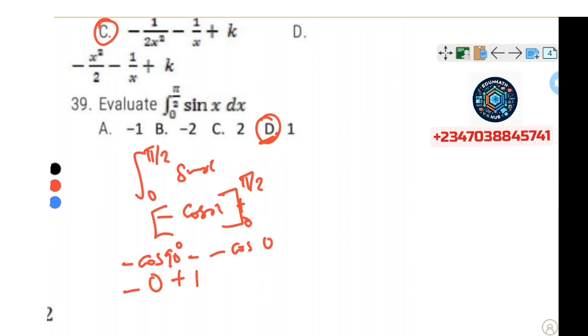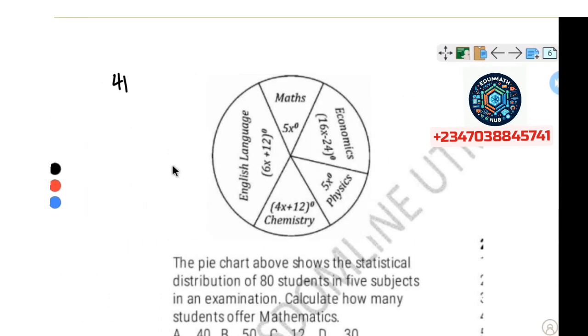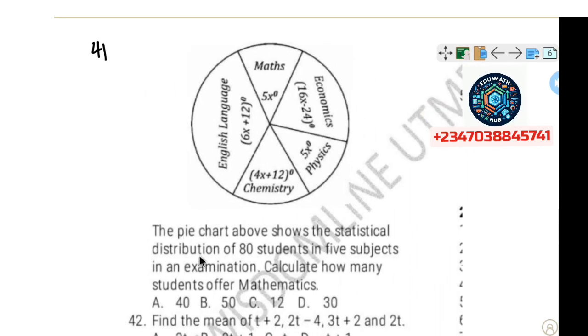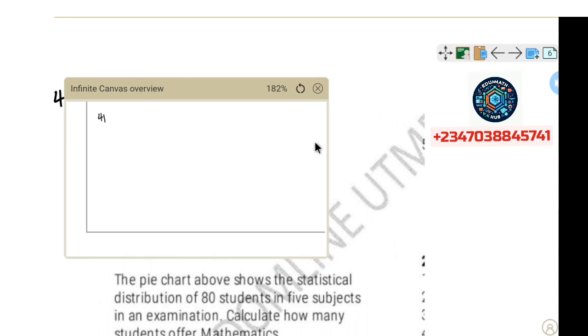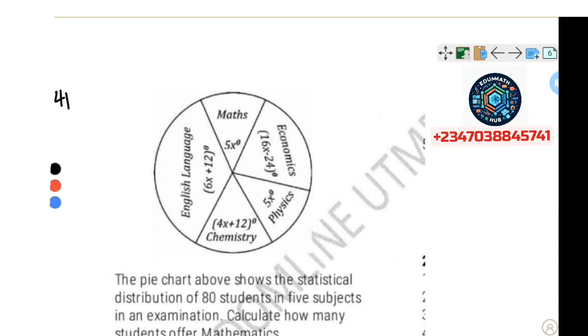So let's move to the next part, 41. So we have this diagram here. They use the pie charts, and we have to find how many students offer mathematics. So the first thing is to find total angles. You need to find total angles of these pie charts. For the total angle, you add everything. Everything should be equal to 360.